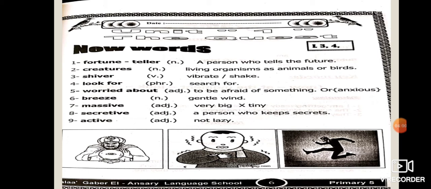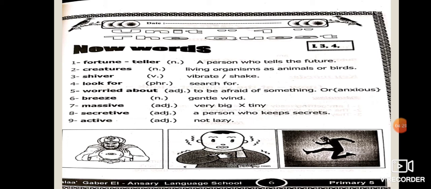Number 5, worried about. It's an adjective which means to be afraid of something. I am afraid of exams, so I am worried about exams. I am afraid of insects, so I am worried about insects.